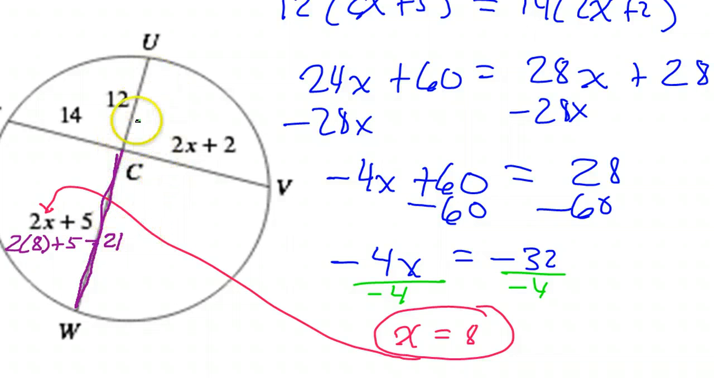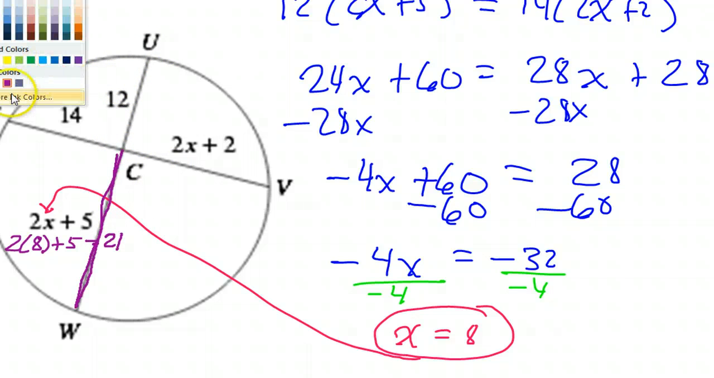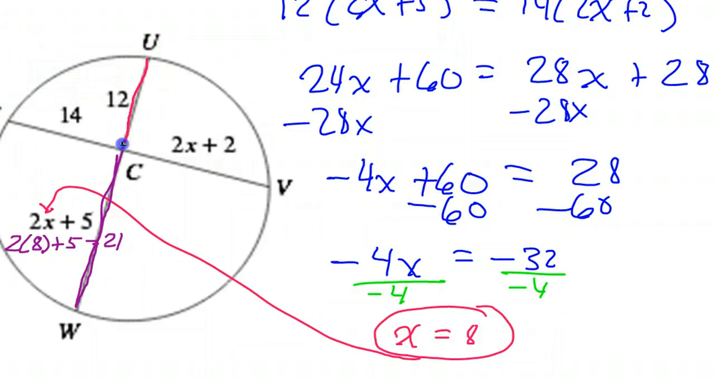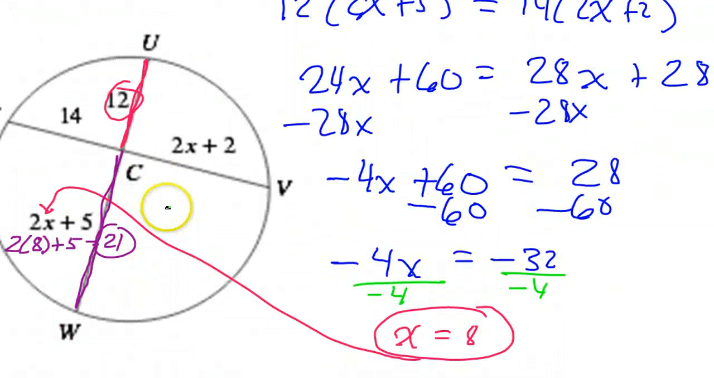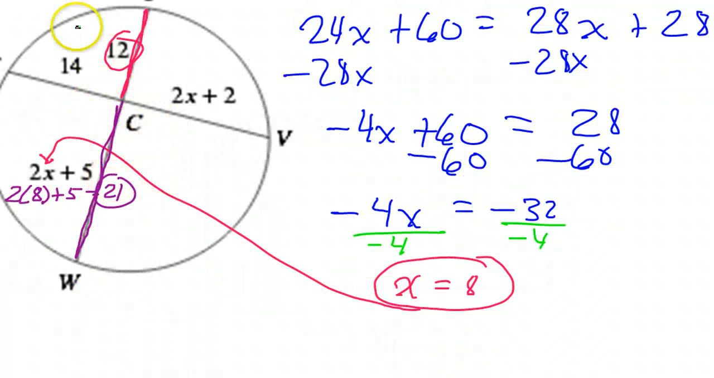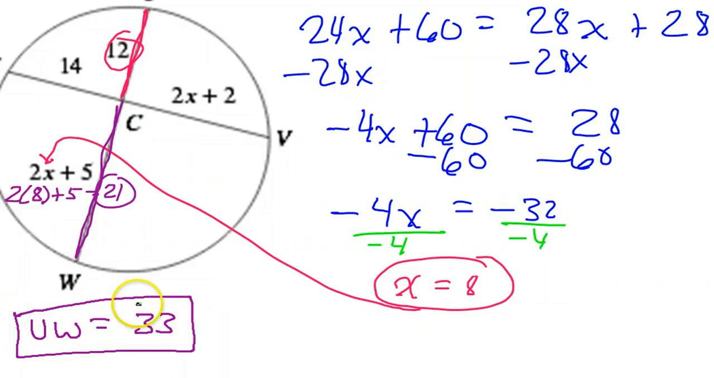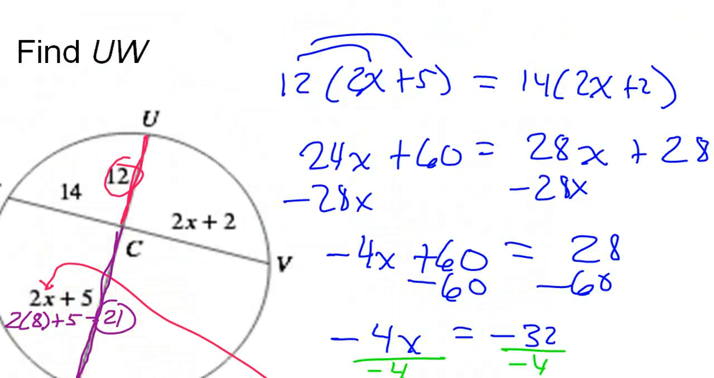Okay, but we already know that this part up here is 12. So we've got 21 and we've got 12. UW, which is what we're supposed to find, is going to equal the sum of these. So UW is going to equal 21 plus 12, so that's 33. And that is the answer to number 9.